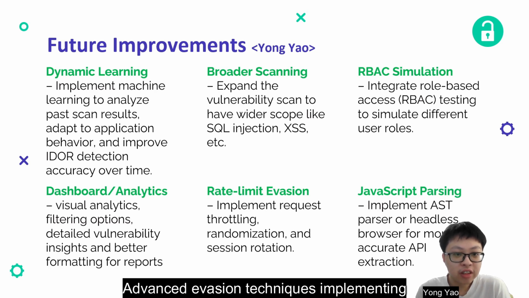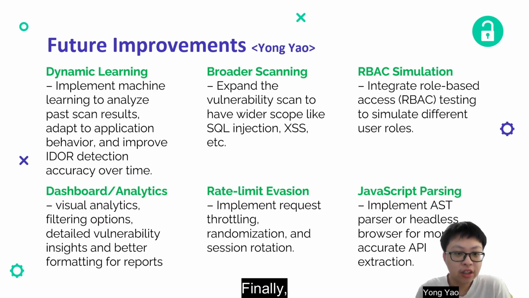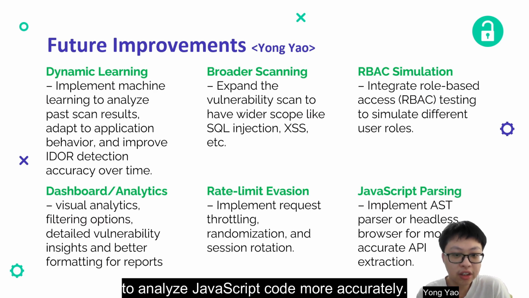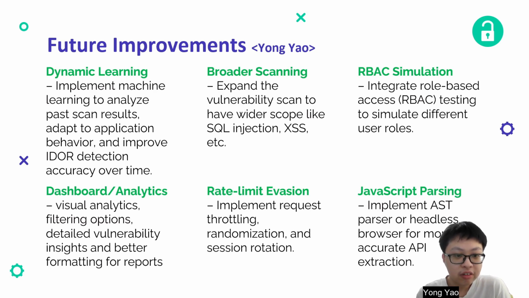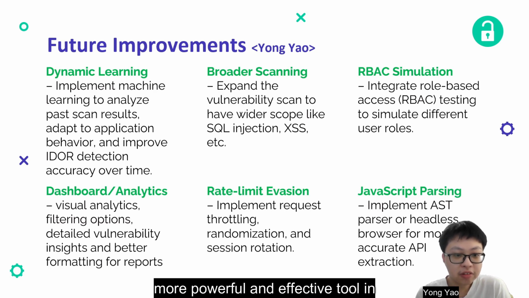Fifth, advanced evasion techniques, implementing rate limit evasion, such as request throttling and session rotation, which will help bypass security restrictions and improve vulnerability detection. Finally, improved JavaScript parsing. We plan to replace the basic regular expression-based extraction with an abstract syntax tree parser or a headless browser to analyze JavaScript code more accurately. These enhancements will make IDORGuard a more powerful and effective tool in identifying and mitigating security risks.